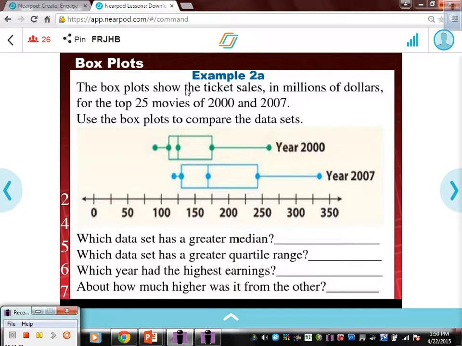It says, example 2A. The box plot shows the ticket sales in millions of dollars for the top 25 movies in 2000 and 2007. Use the box plots to compare the data set. So now, this problem is pretty much reversed to what we just did. This one, they already give us the box plots. So you guys see that? Why? Because they're assuming that we know now what components go into each box plot.